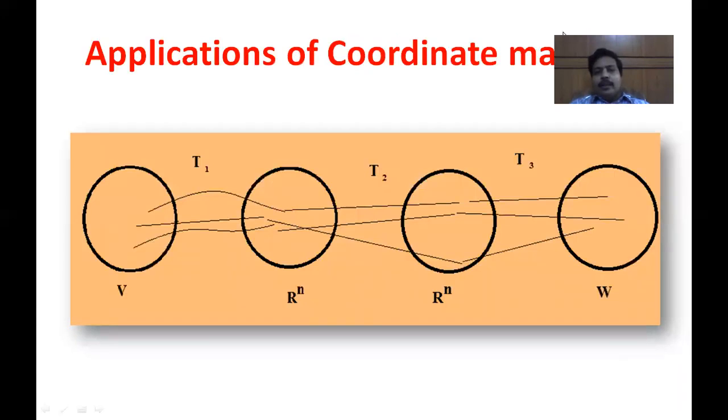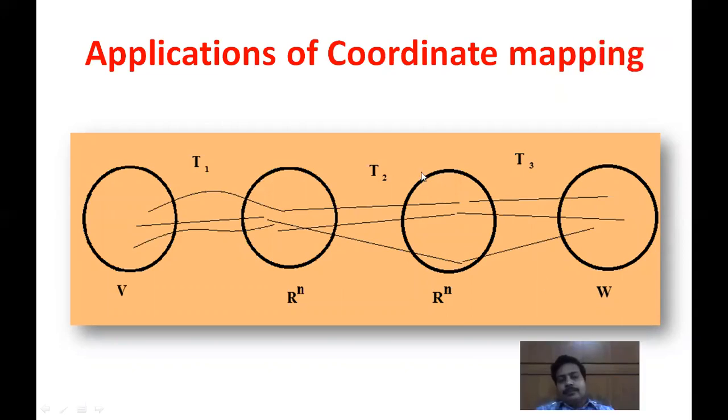So we can see some interesting applications of this coordinate mapping. Let V be a vector space of some objects. So these objects may be signals, chemicals, or anything. Some objects, of course we are calling them as vectors. So our previous theorem states that your coordinate mapping is an isomorphism, which is a linear transformation, 1-1 and onto.